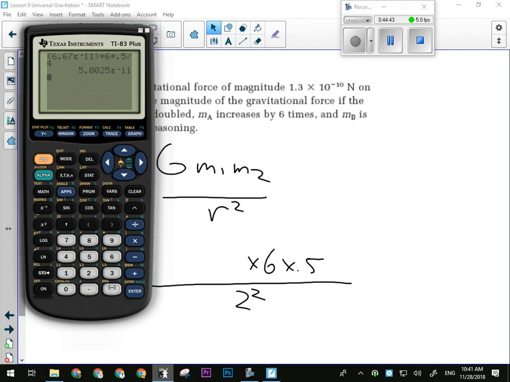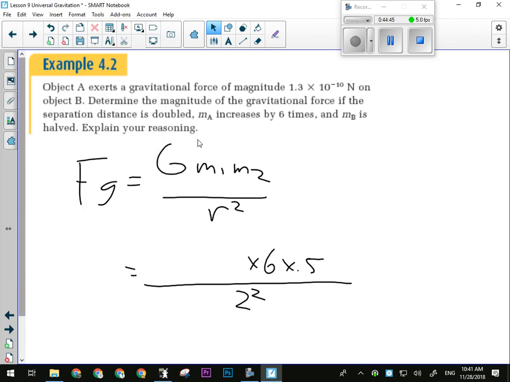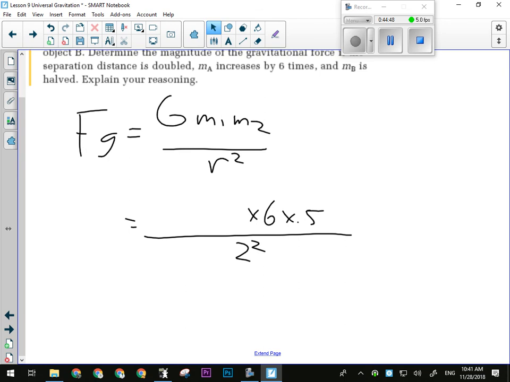Even without the math here, if I just look at this, what's 6 times 0.5? 3. And on the bottom is 4. What's 3 over 4? 3/4, right? Did the force get bigger or smaller? Smaller. I have 3 times as much mass in the second situation, but I have less gravitational force because they're twice as far apart. So even though I made considerably more mass, the effective radius is greater than the effective mass. Everyone all right with that? That's all that's trying to illustrate.